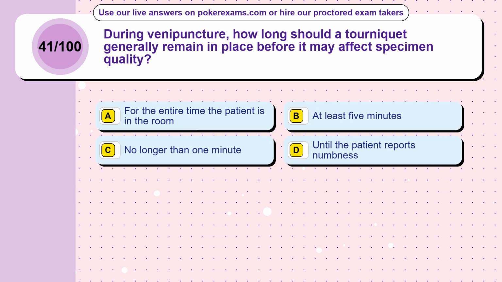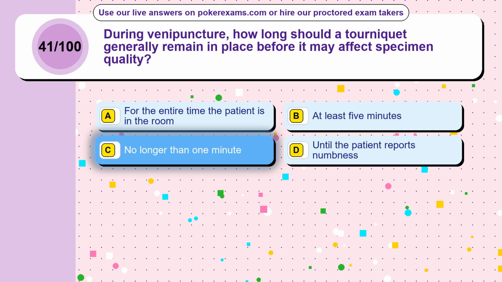Question 41. During venipuncture, how long should a tourniquet generally remain in place before it may affect specimen quality? Option A. For the entire time the patient is in the room. Option B. At least 5 minutes. Option C. No longer than 1 minute. Option D. Until the patient reports numbness.